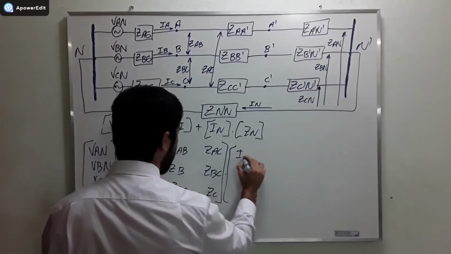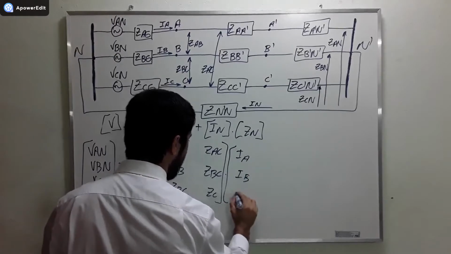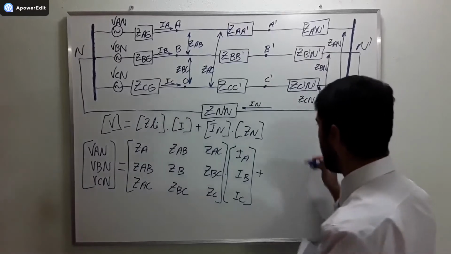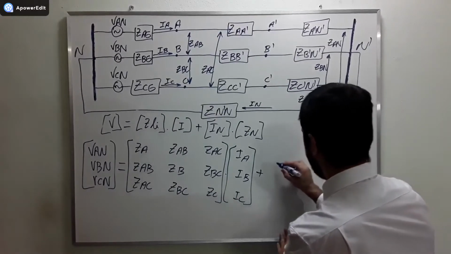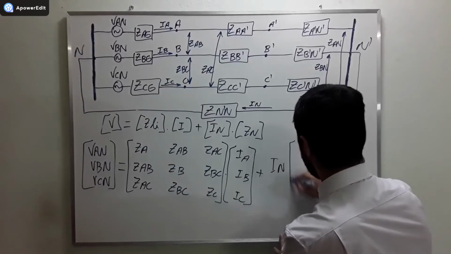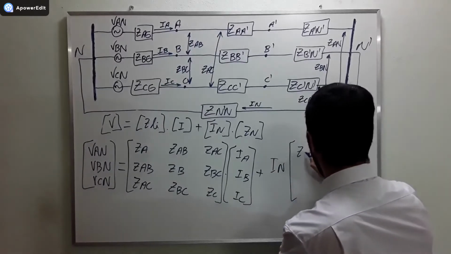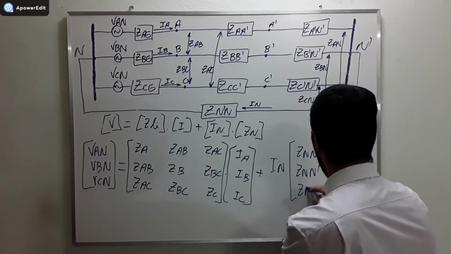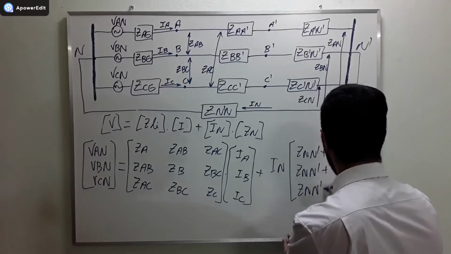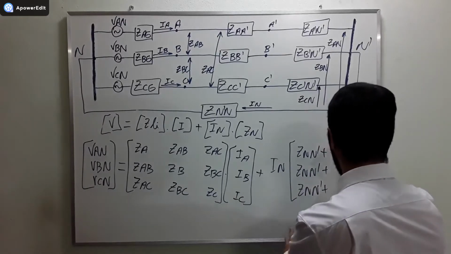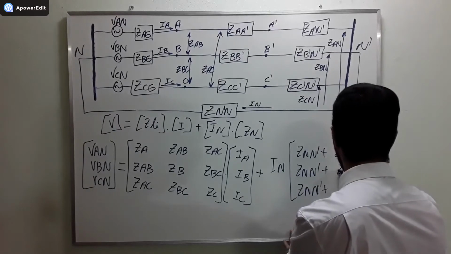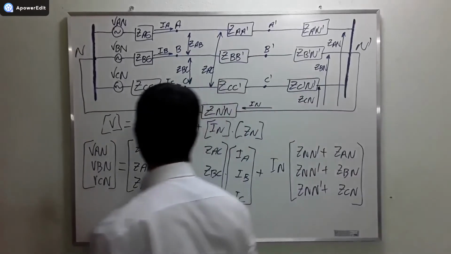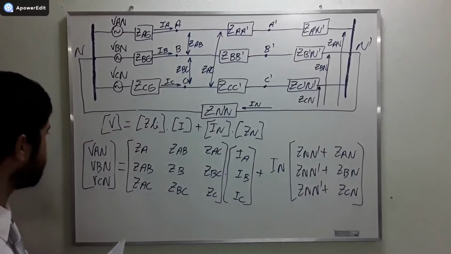Here, IA, IB, and IC, plus the influence of the neutral wire, which is going to be equal to IN, ZN, N prime, plus ZAN, ZBN, ZCN. Okay? Do you guys understand what I said?